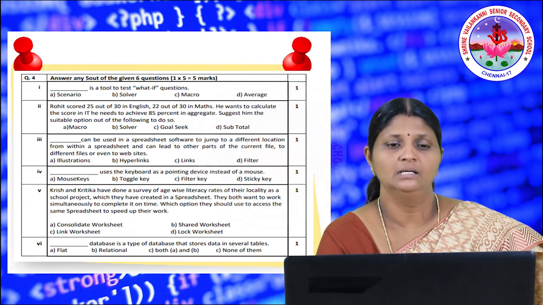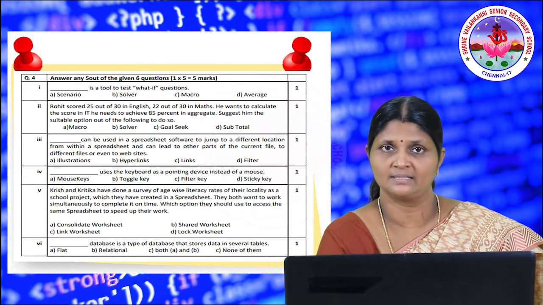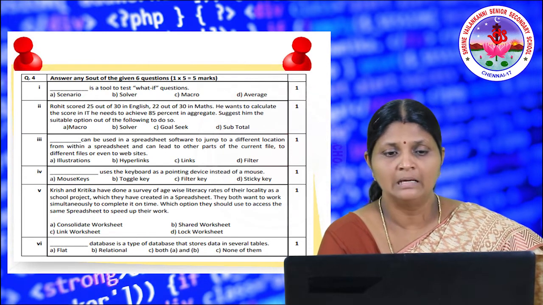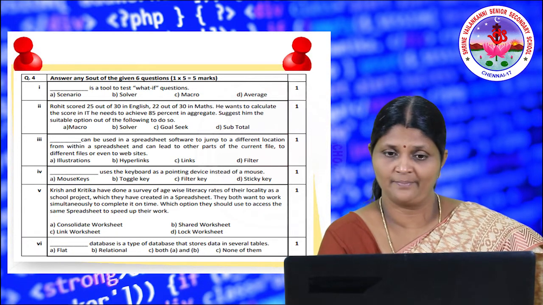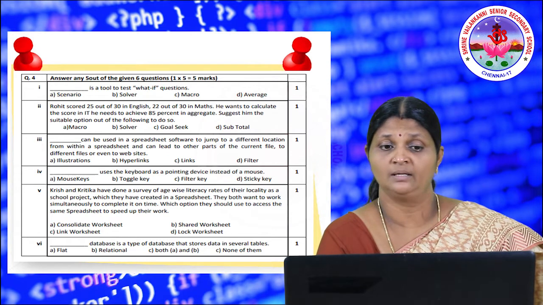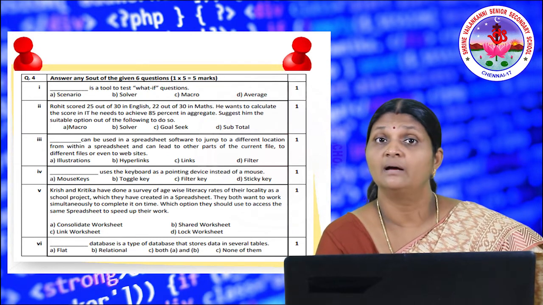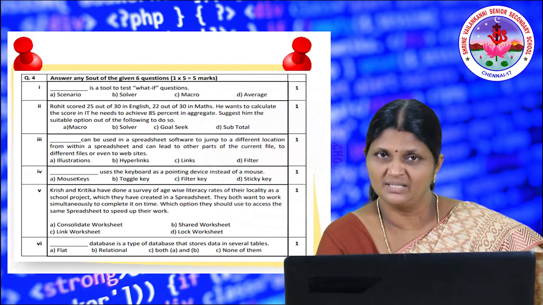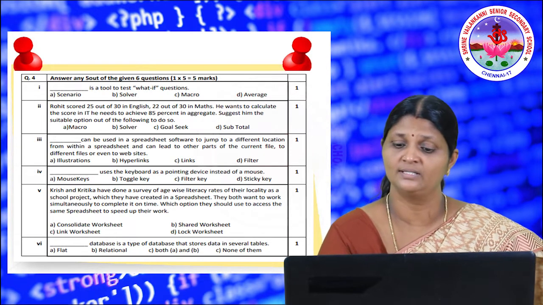Sixth question, dash database is a type of database that stores data in several tables. A flat database, relational database, both A and B. It can be both flat and relational database or none. So which is the one? So it stores tables, right? Tables are called what? Relations. So it is relational database.